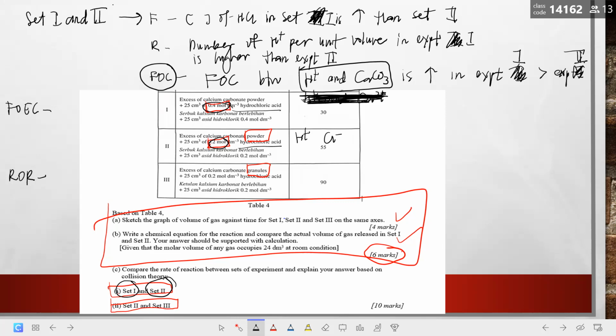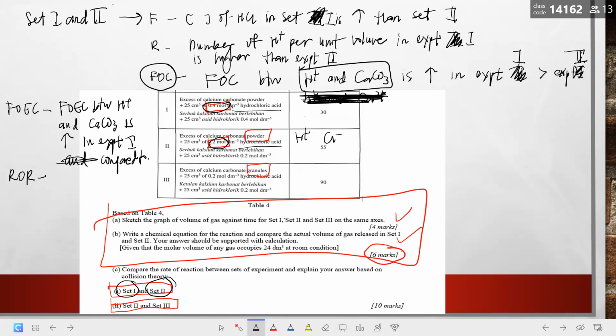Okay, so this is set 2. Now, FOEC is the same thing, copy paste. Who wants to do FOEC for teacher? Forces of effective collision between H plus and CaCO3 is higher in experiment 1 compared to experiment 2. Correct.